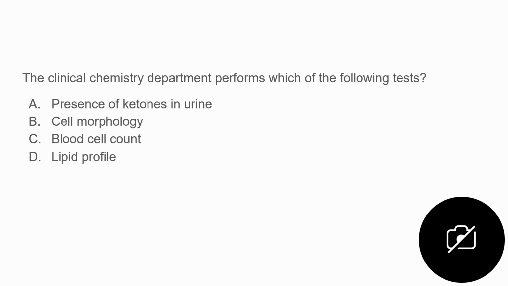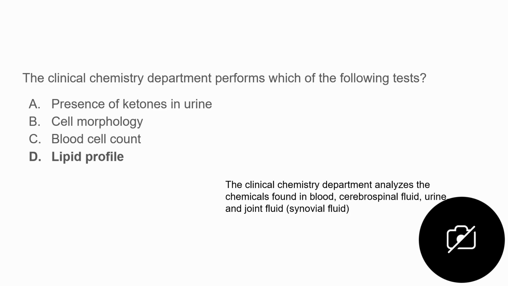The clinical chemistry department performs which of the following tests? Does it look for the presence of ketones in urine? Does it look for cell morphology? Does it look at blood cell count, or does it look at the lipid profile? 10, 9, 8, 7, 6, 5, 4, 3, 2. It looks at the lipid profile.